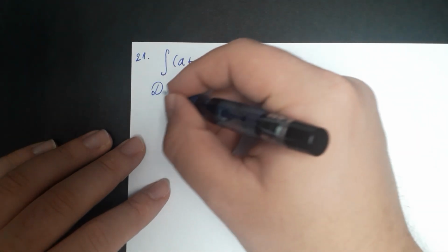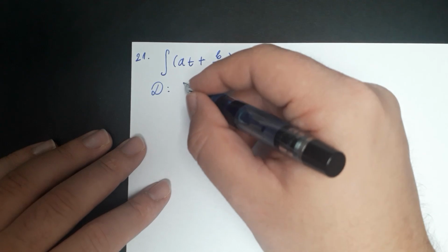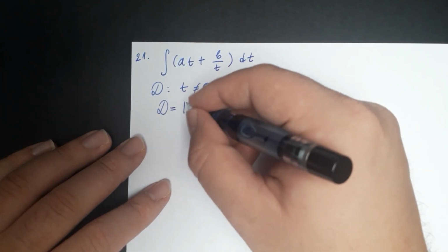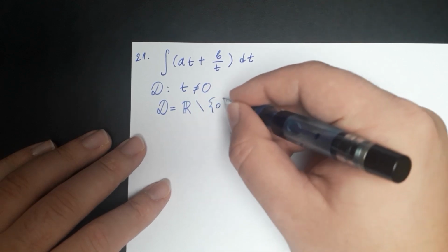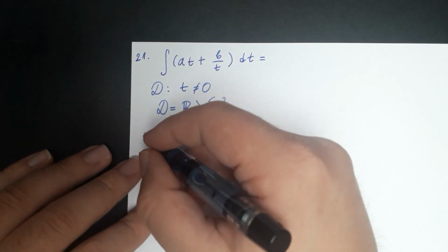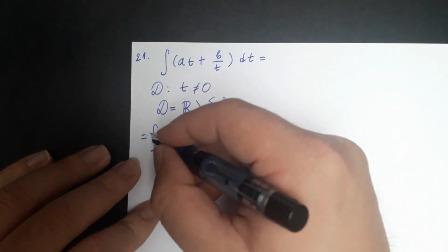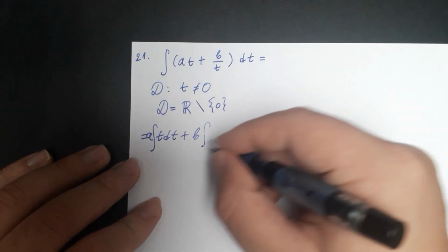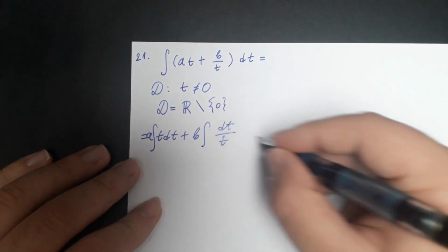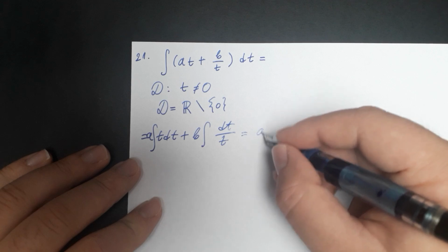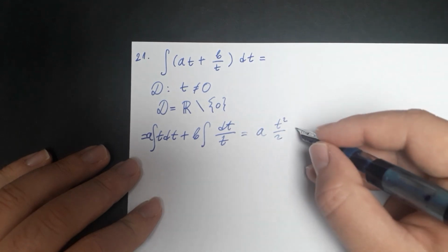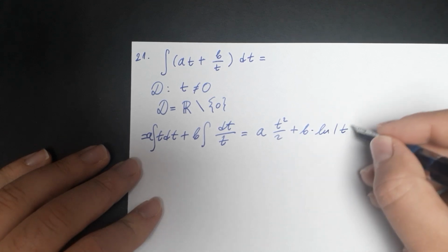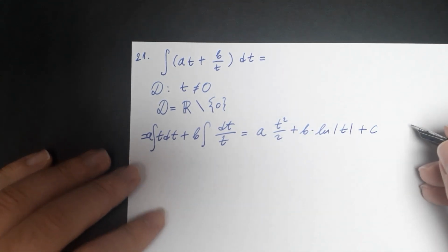Well, the area in which this integral is defined is for all t's which are different than 0, and that makes it the set of real numbers without a 0. So this integral is equal to a times an integral of t dt plus b times an integral of dt divided by t, which is equal to a times t squared divided by 2 plus b times ln of absolute value of t plus c.